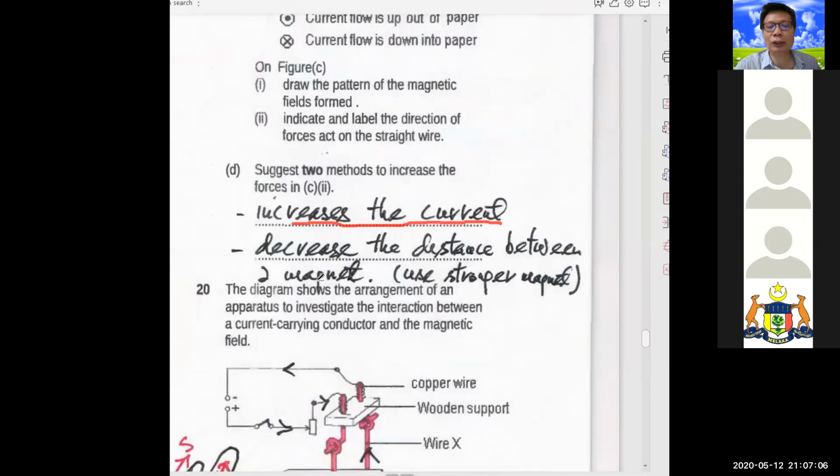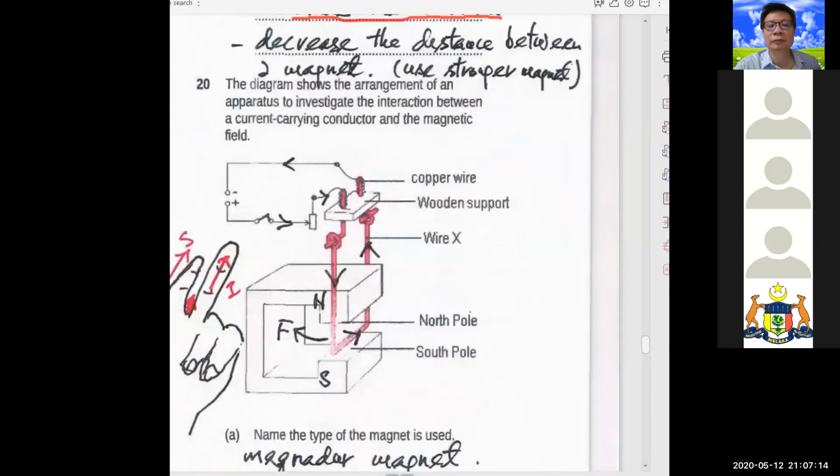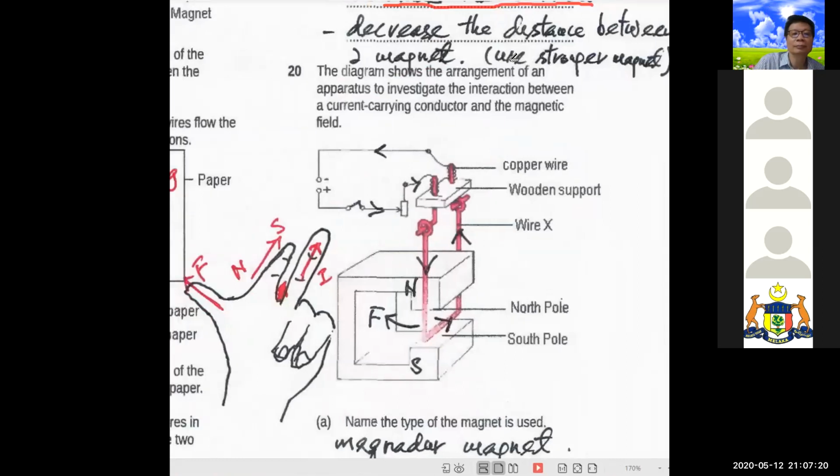All right, next, question 20. Then read the question. Question 20 is very long, no? You read the question. This was an SPM question, question 20, okay? The diagram shows the arrangement of an apparatus to investigate the interaction between a current-carrying conductor and the magnetic field. Interaction between two things, between the current and the magnetic field.